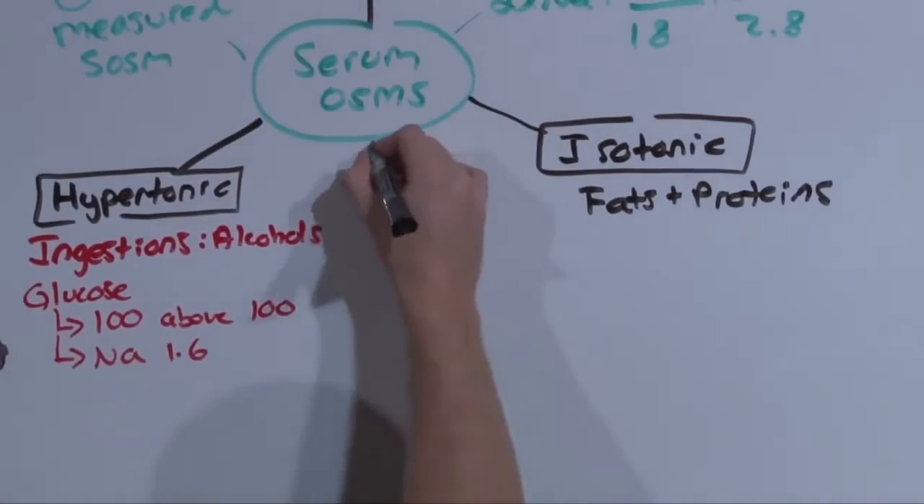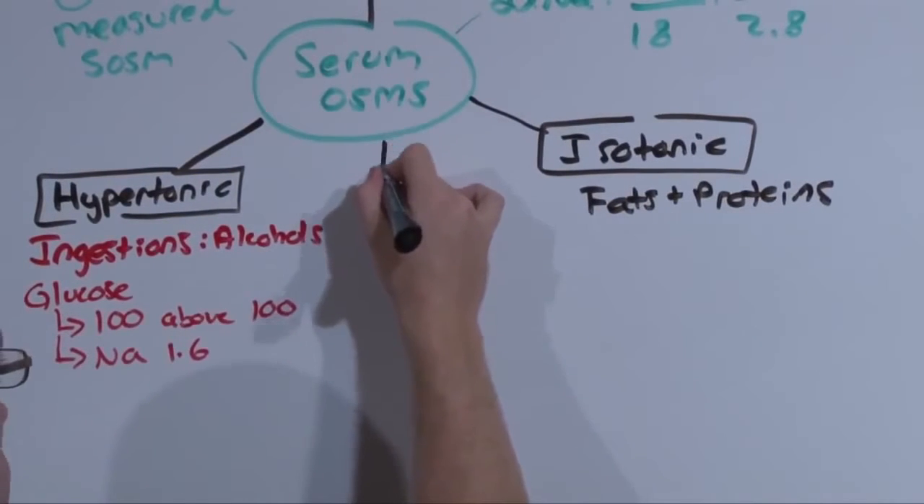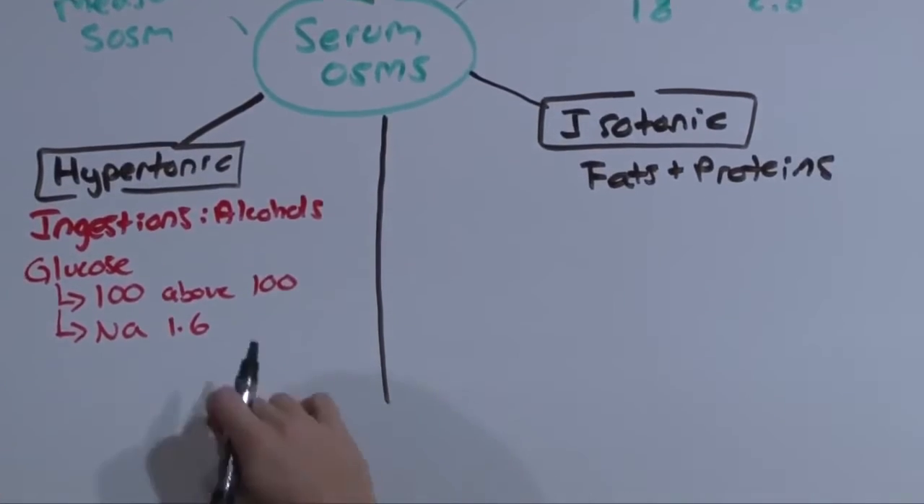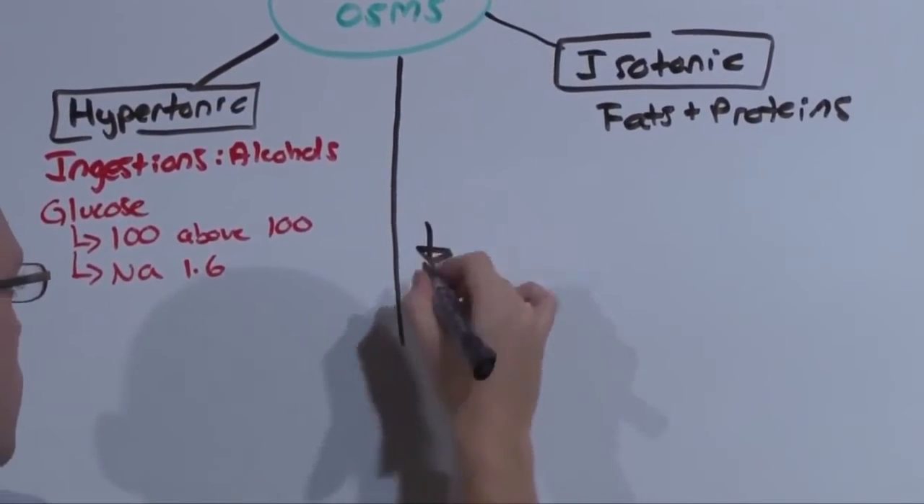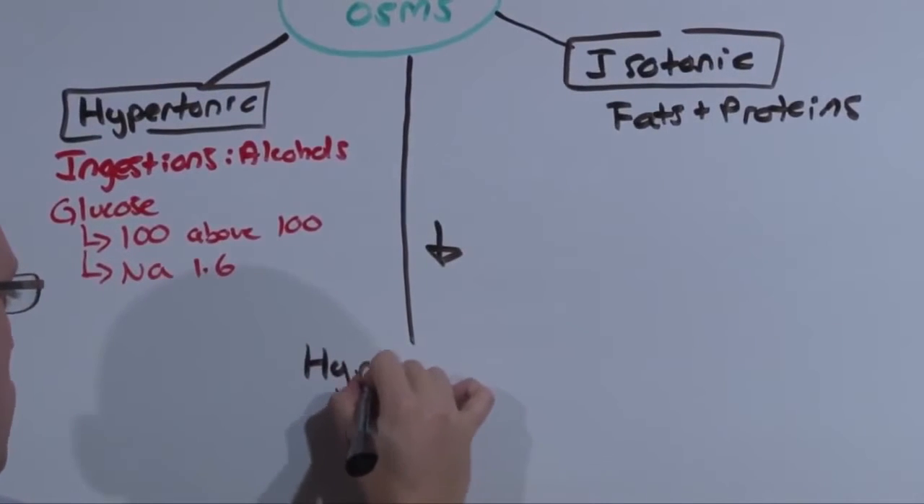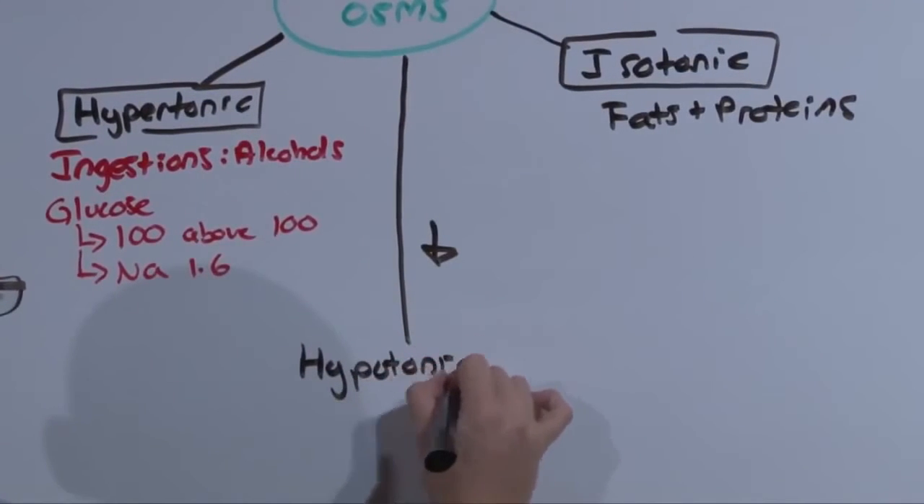The interesting part, and what really a lot of people like to jump to, is actually when the measured osms and the calculated serum osms are both low. That is a true hypotonic hyponatremia.